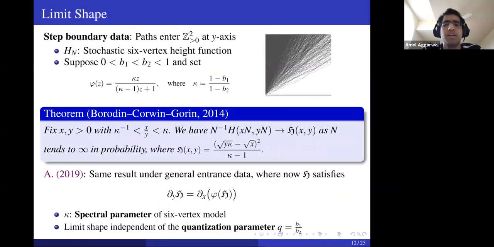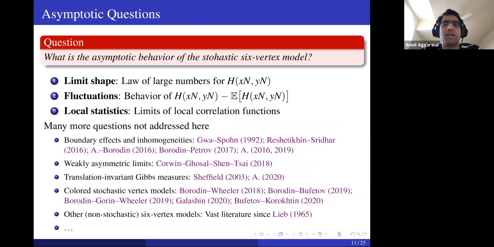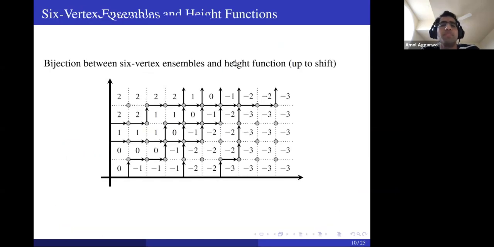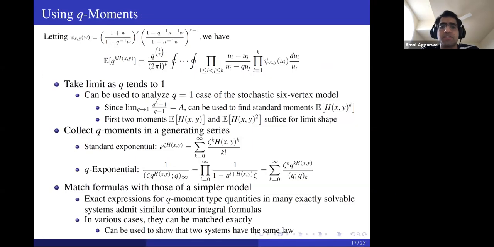It's when the B1 and B2 weights are equal. So the probability of going up is equal to the probability of going right, like the symmetric version of the stochastic six vertex model. So if I take q to 1, then these q moments become genuine moments, and I can compute them using this integral formula. If I just want the limit shape, then the first two moments will give you the limit shape. The first moment will give you the expectation of the limit shape, and the second moment will tell you that it doesn't oscillate around it. So that's one way to cheat and let q tend to 1.